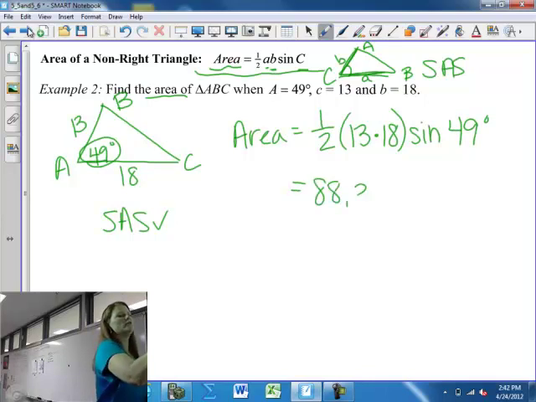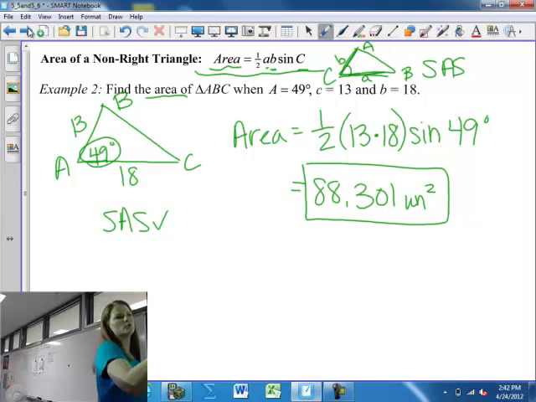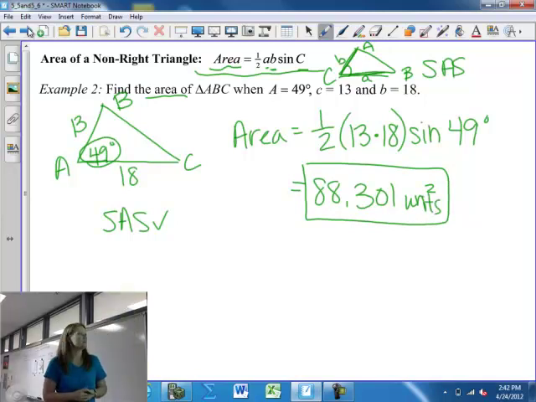88.301. Now, there are no units here, so technically we could say units squared. But if there were units, obviously, I'll write units out. So obviously if we had centimeters or inches or something like that, that would be squared. Okay, that's simple enough.